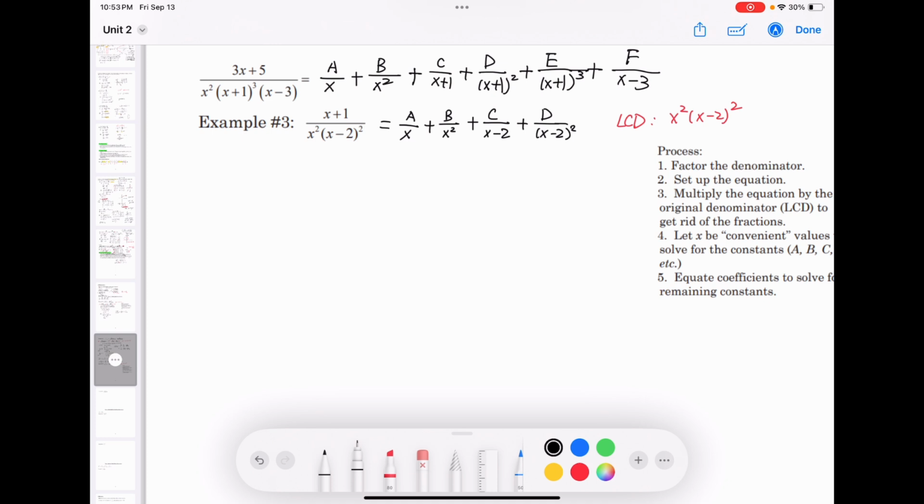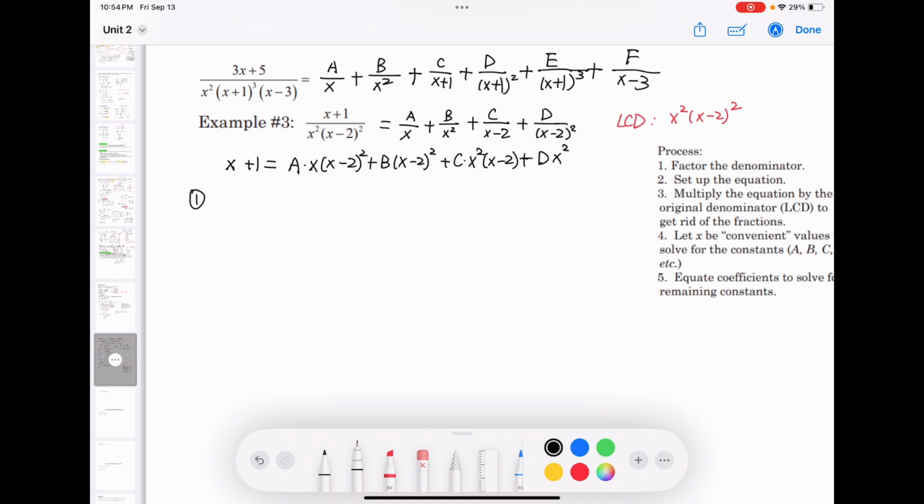Then I should multiply both sides by the LCD. On my left-hand side, I only have the top left: x plus 1 is equal to A times the LCD, the leftover is A times x minus 2 squared, plus B times x minus 2 squared, plus C times x squared times x minus 2, plus D times x squared. From this equation, we first find convenient values.